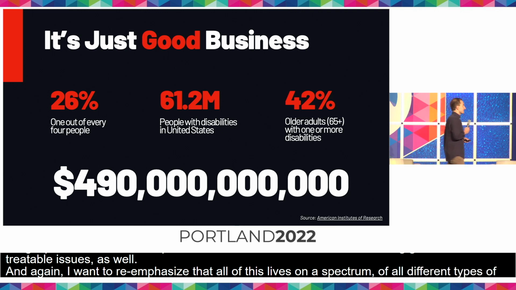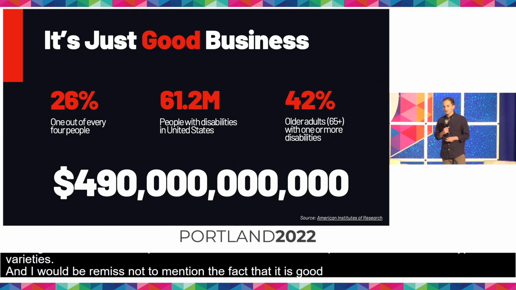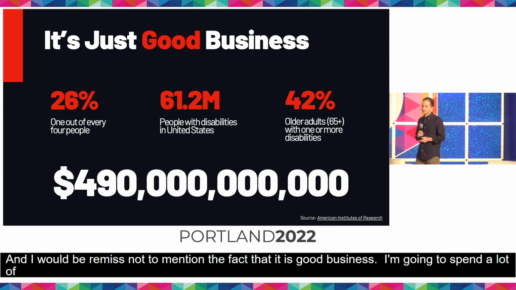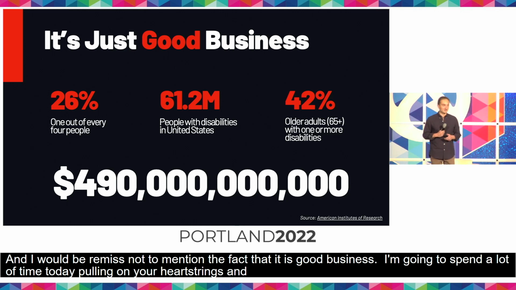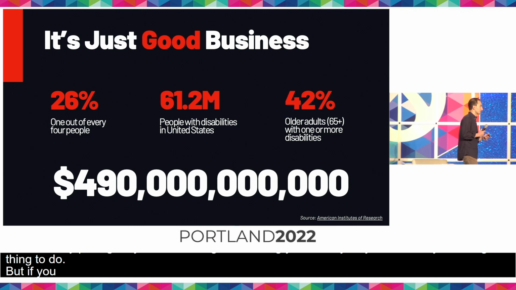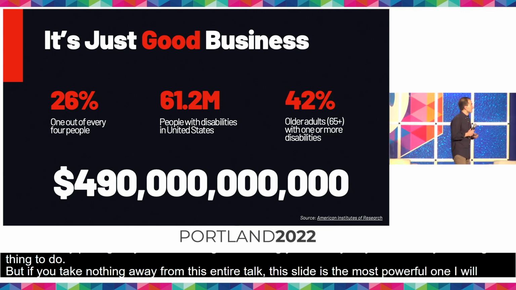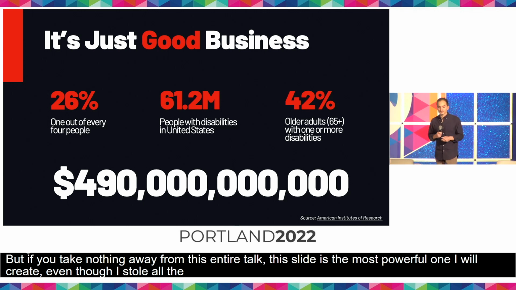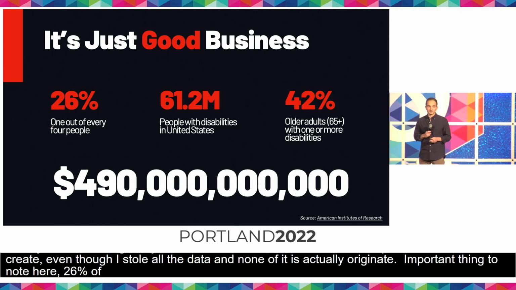And I would be remiss not to mention the fact that it is good business. I'm going to spend a lot of time today pulling on your heartstrings and telling you exactly why accessibility is just the right thing to do. But if you take nothing away from this entire talk, I want to show you this slide because it's easily the most powerful one I will ever create, even though I stole the data and none of it is actually original. But the important thing to note here, 26% of the entire U.S. population identifies with at least one form of disability.